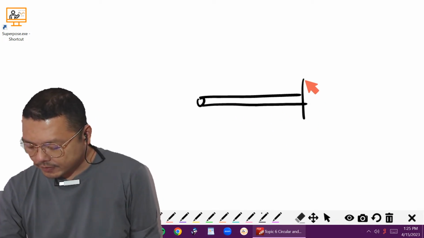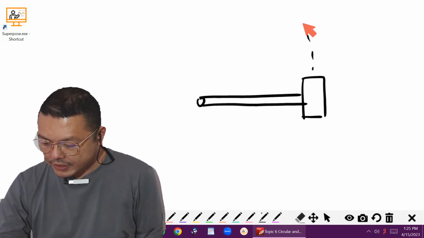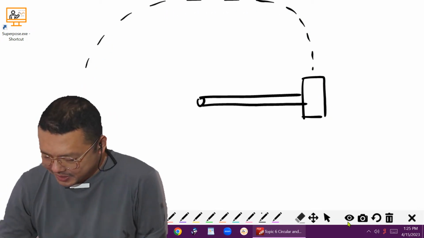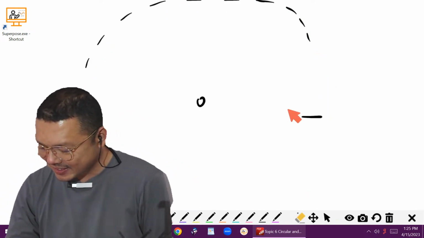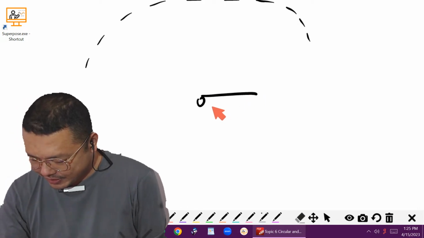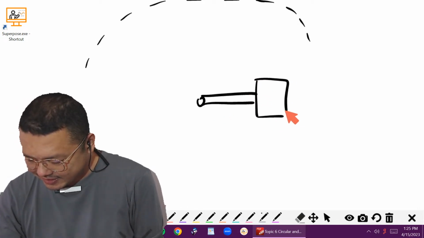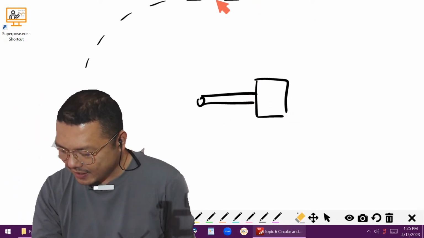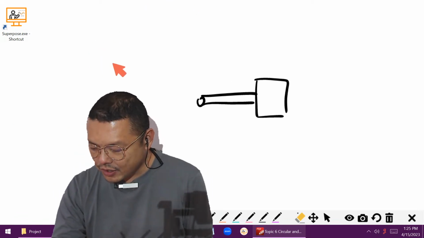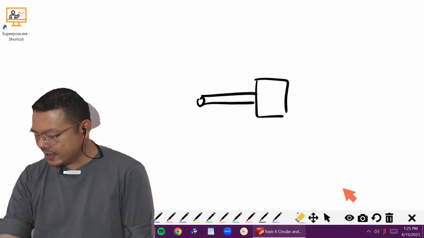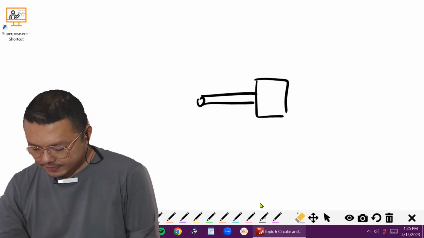Right, rigid rod. I want you to imagine you are Thor and you are swinging the hammer around in a circle. So this is not a string. This is a rigid rod.